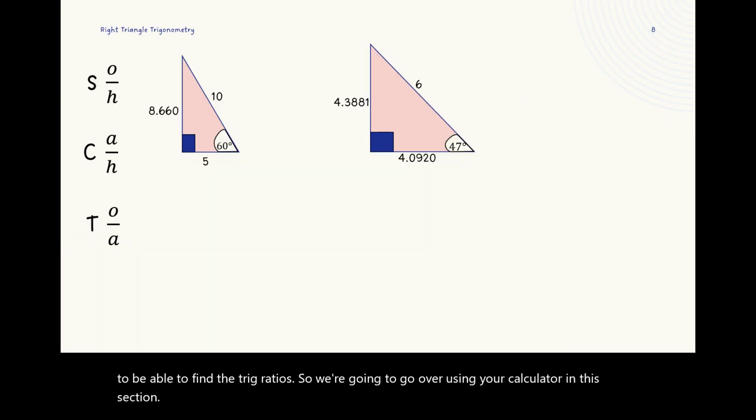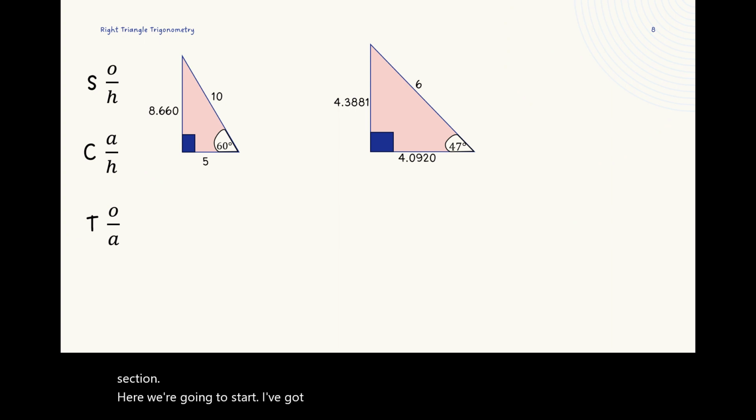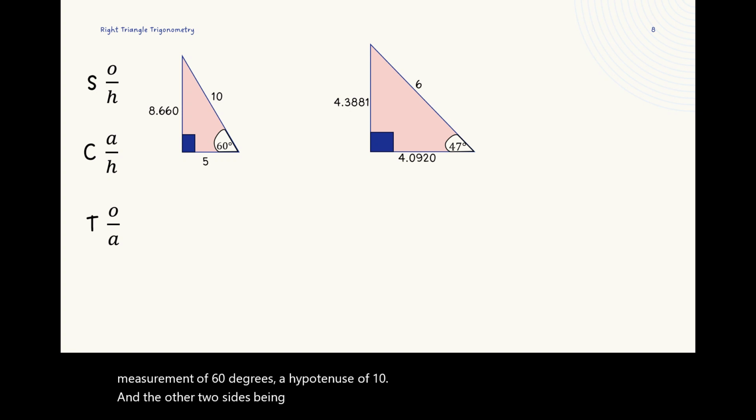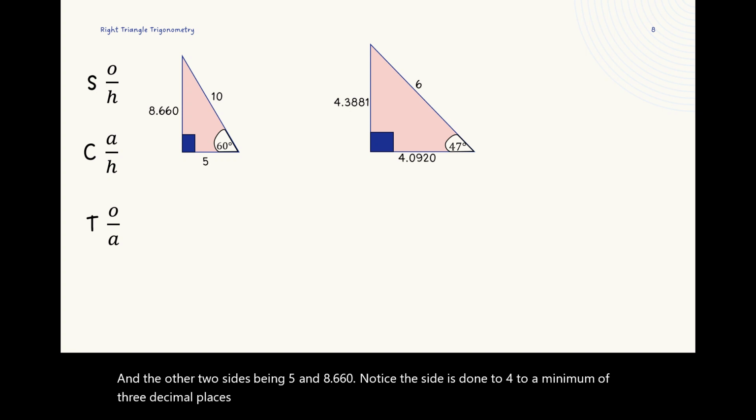Here we're going to start. I've got the first example with a right triangle that has an angle measurement of 60 degrees, a hypotenuse of 10, and the other two sides being 5 and 8.660. Notice the side is done to a minimum of 3 decimal places, 4 digits, 3 decimal places. Let's take a look at that.